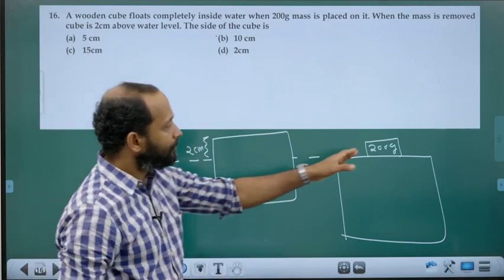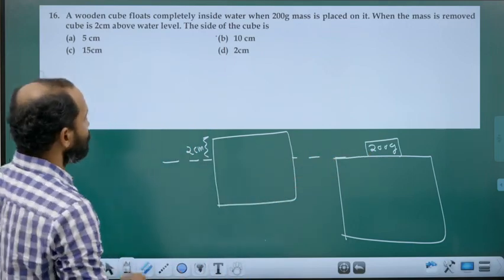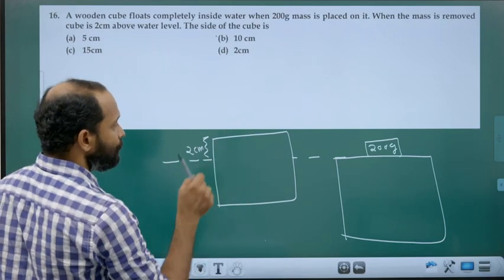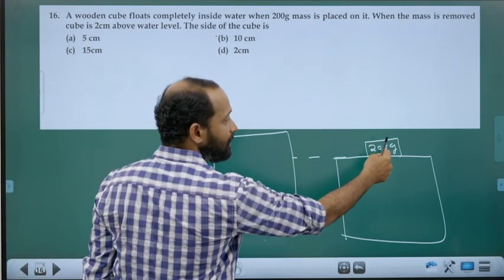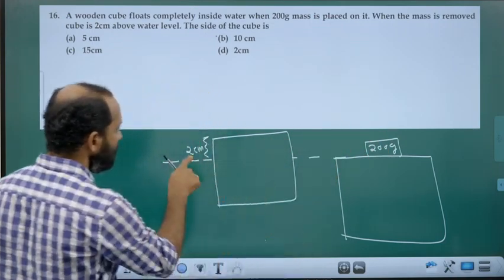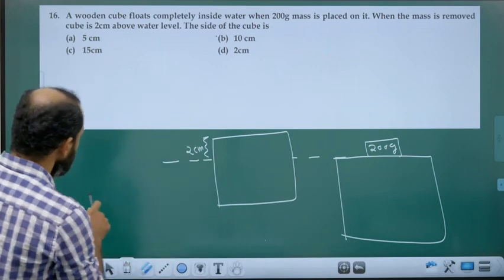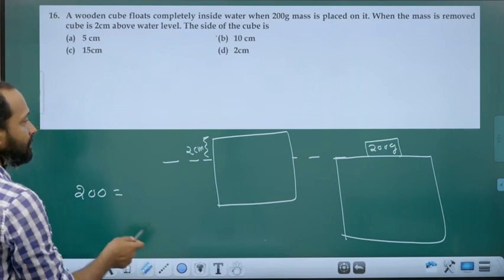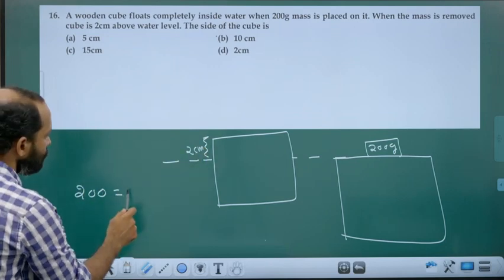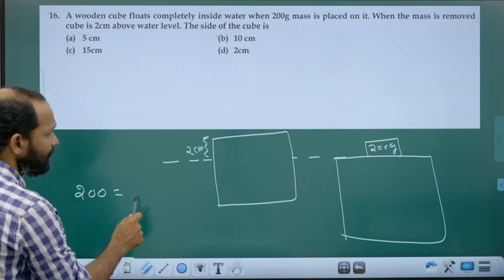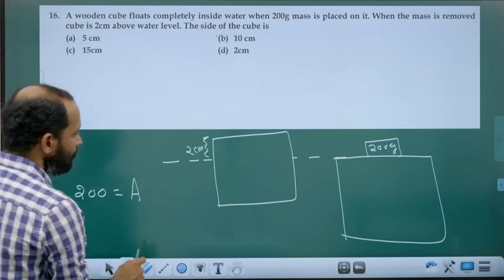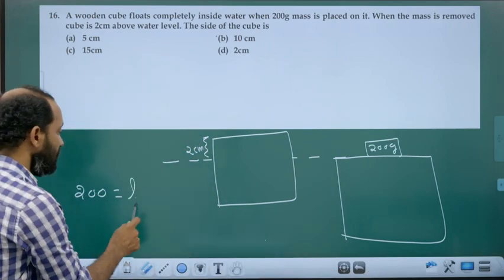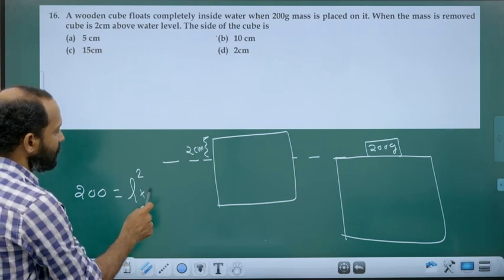So volume displaced we have to find in terms of upthrust. Okay, so we can use law of flotation. The 200 gram mass was able to float by a 2 centimeter column of water. That is, weight is equal to upthrust. That is 200 is equal to volume into density. 200 gram, that is equal to what is volume? Volume is area into height. Area of the cube. What is area of the cube? Area of one face of the cube, side square, into density of water.